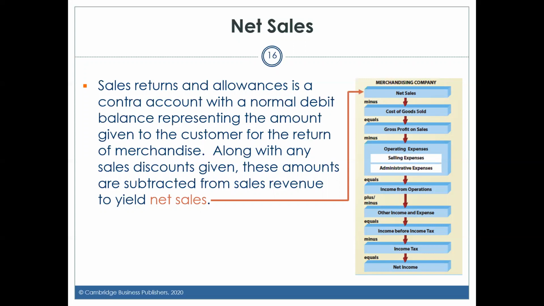Also, sales discounts is a contra account. We'll talk about sales returns and allowances, sales discounts, and their relation to sales revenue in more detail in Chapter 5. But just know that to get net sales, we take sales revenue minus the balance in the sales returns and allowances account, minus the balance in the sales discounts account, gives us our net sales revenue. Just know that for the exam.